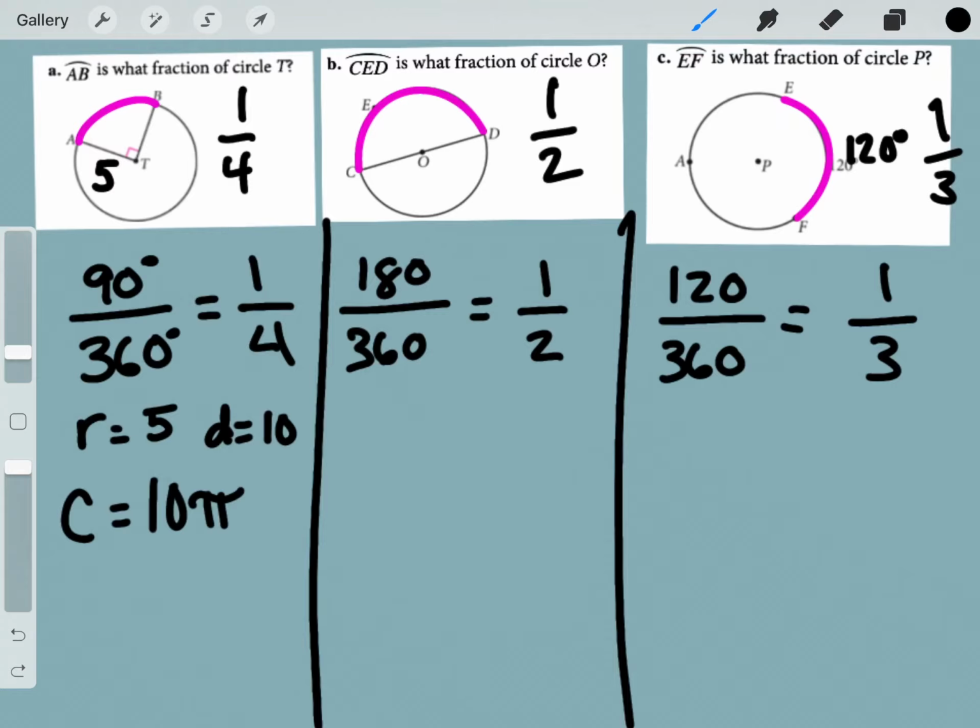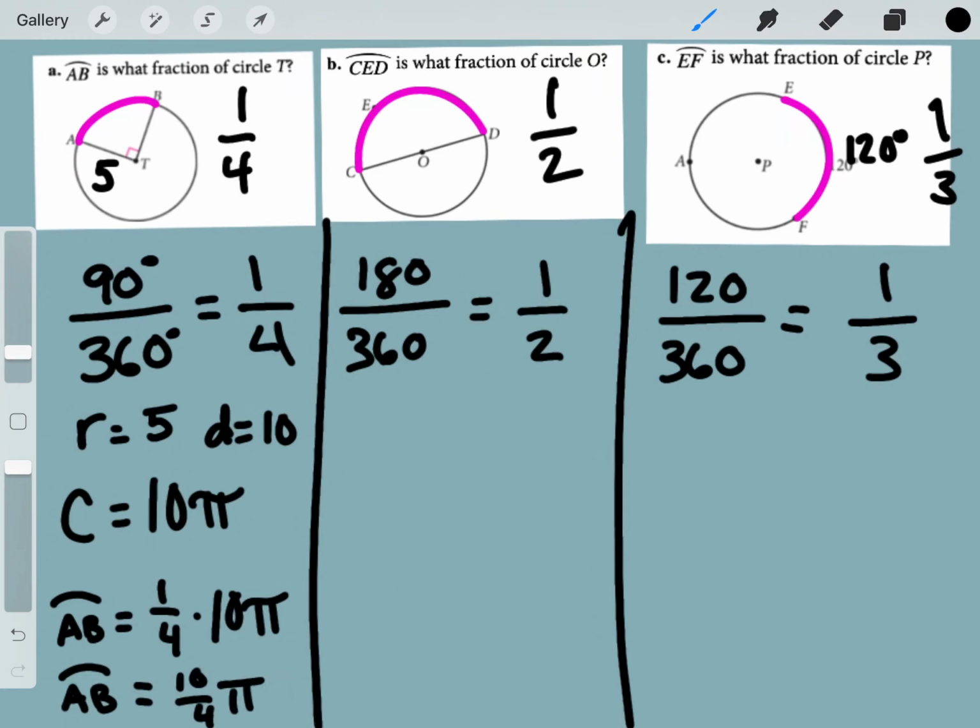So it's going to just be 1/4 of the circumference. So if we know that the circumference is 10 pi, I can say that arc AB equals 1/4 times 10 pi. Now the last step is to just make that one number, so 1/4 times 10 is just 10/4 pi, and that would be my answer. Okay?